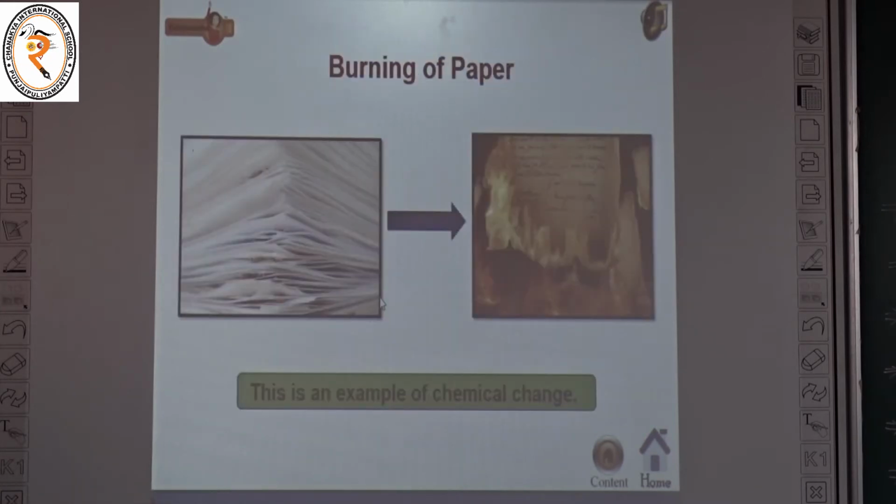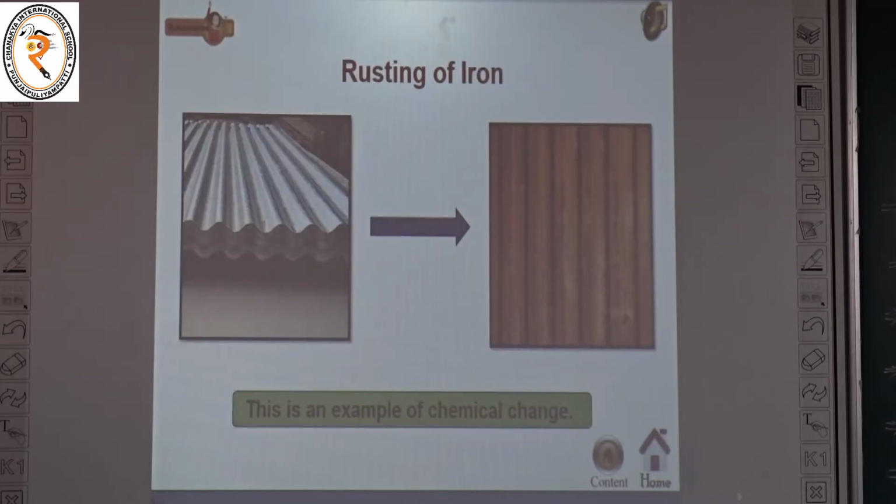See, what are the examples of chemical changes? Burning of paper, this is an example of chemical change. And the next one, rusting of iron. Iron, when exposed to moist air for a long time, gets rusted. Look at the picture. It is a rusted iron. So, we cannot get the original iron from this, isn't it? So, it is called rusting of iron. It is an example of chemical change.